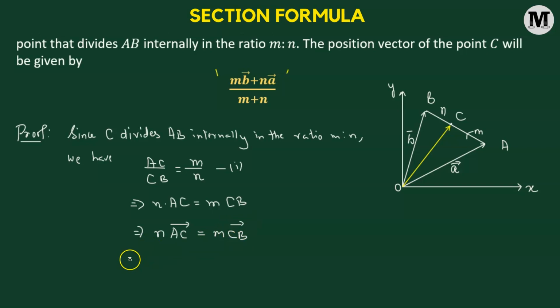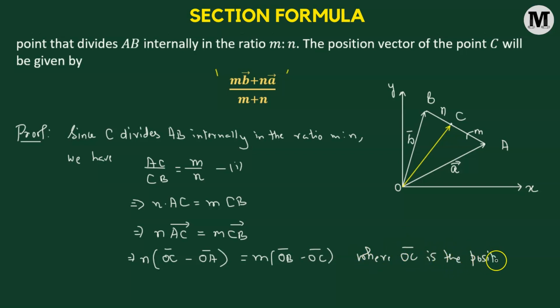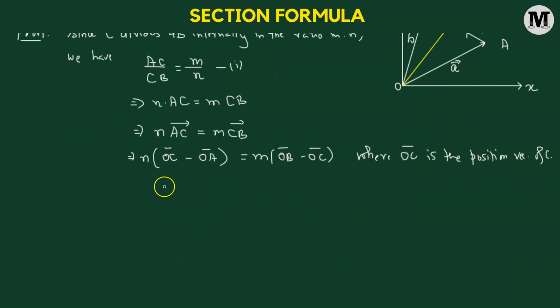Fine. Now, how do we define the vector AC in terms of the position vector? To define the AC vector, all we have to do is take the position vector of the head. So the head will be the position vector of C, we're going to call it OC vector, minus the position vector of the tail. So that's simply A vector, so we have OA vector. That will be equal to m times, so the CB vector will become OB vector minus OC vector, where OC vector is the position vector of the point C.